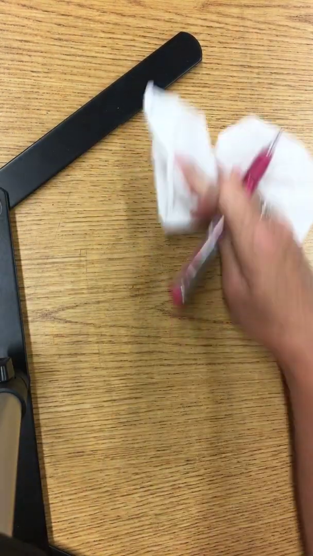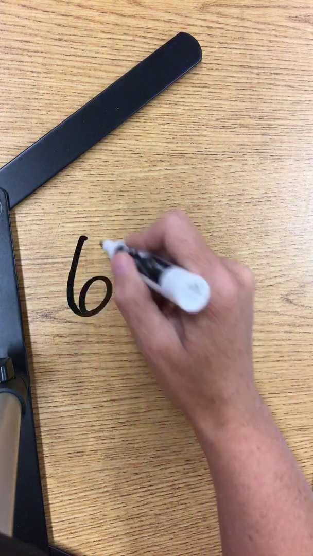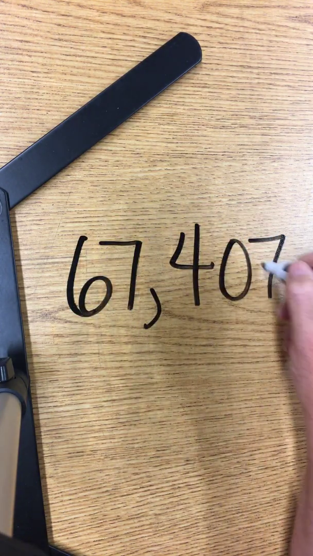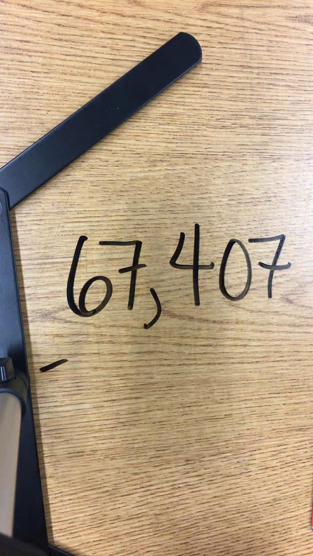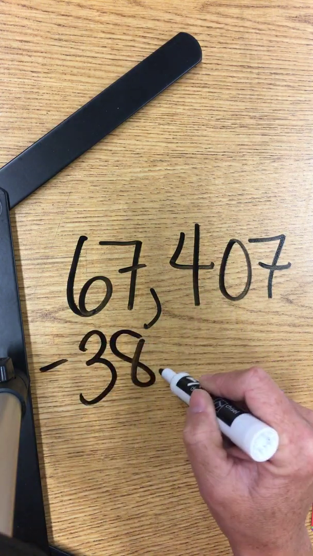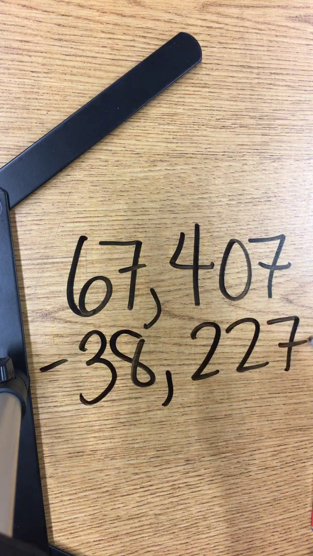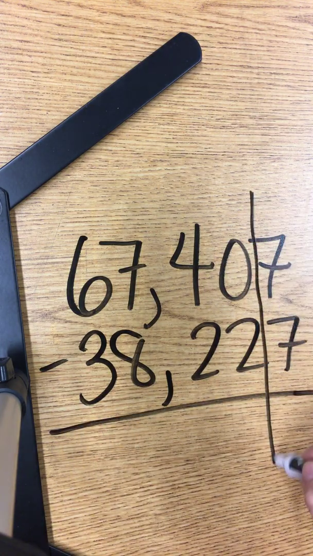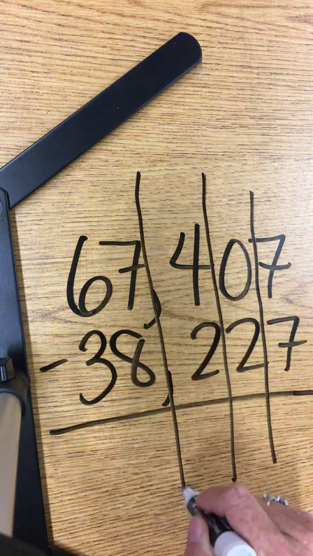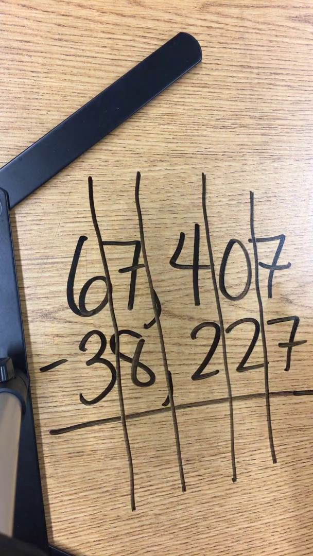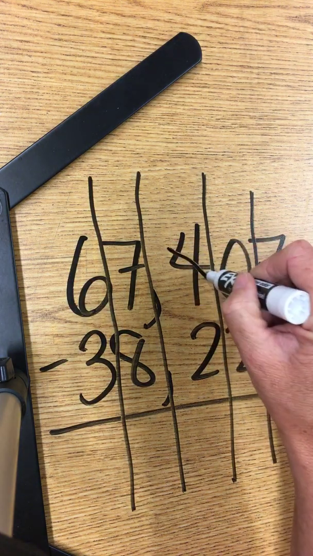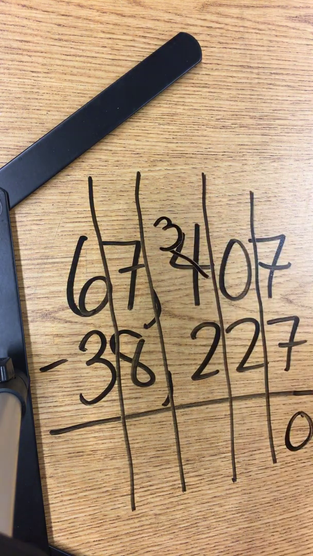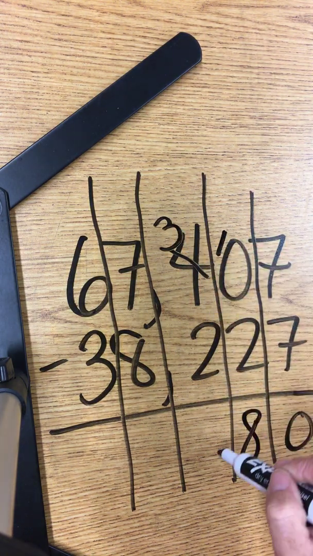The next one we have 67,407 minus, so we're finding the difference, 38,227. Again, I'm making my place value lines. We have 7 minus 7 is 0. We cannot take 2 from 0, so we're going to borrow from our hundreds place value, make that a 3, make that a 10. 10 minus 2 is 8. 3 minus 2 is 1.